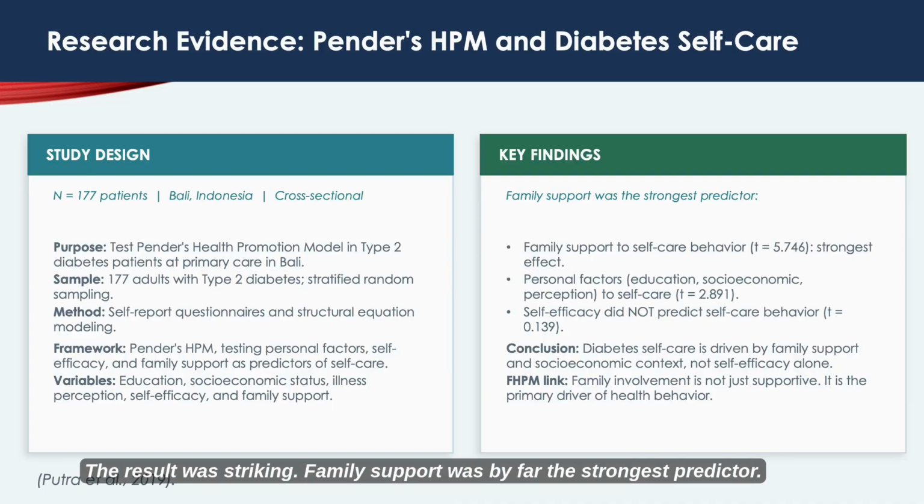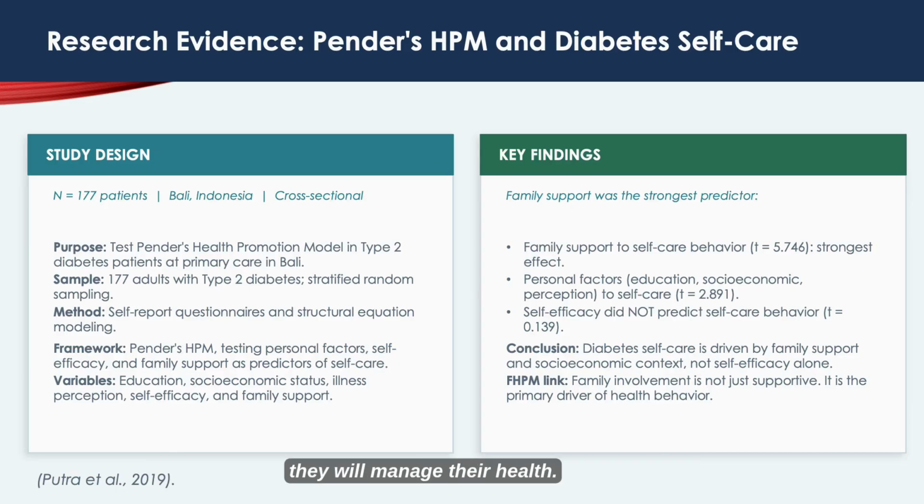Family support was by far the strongest predictor. Personal factors like education, socioeconomic status, and illness perception also mattered, but self-efficacy on its own had almost no effect. This is the key point. We often assume that if patients just believe in themselves, they will manage their health. The study showed that family support matters more. When the family is involved, patients follow through. When it is not, they struggle. This is the family health promotion theory in action. The family is not just a background, it is the engine that drives health behaviors.